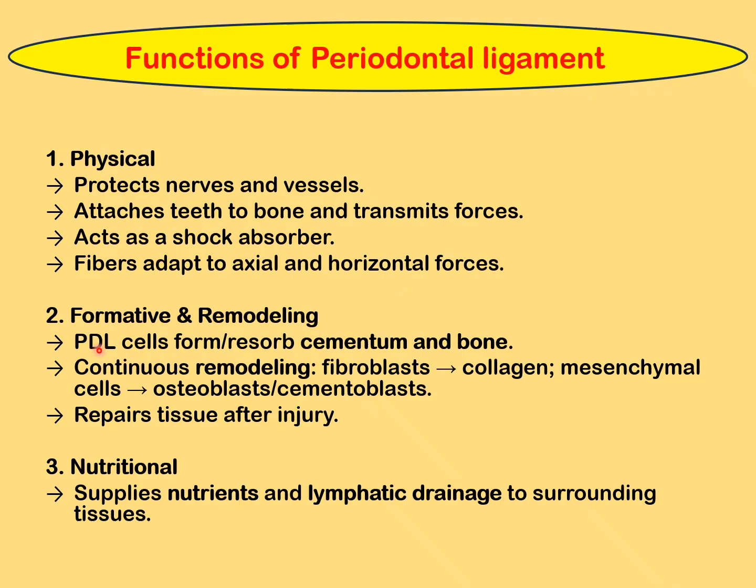Coming to the second function, that is formative and remodeling. Radial cells form and resorb cementum and bone. Continuous remodeling occurs as fibroblasts produce collagen, and mesenchymal cells form osteoblasts and cementoblasts, which allows the PDL to repair itself after injury. Coming to the third function, that is nutritional, PDL supplies nutrients and lymphatic drainage to the surrounding tissues.